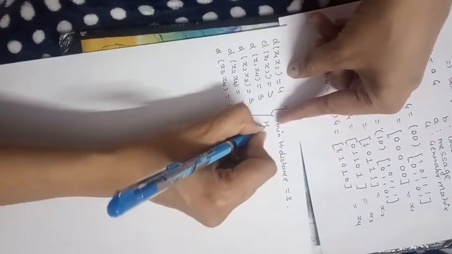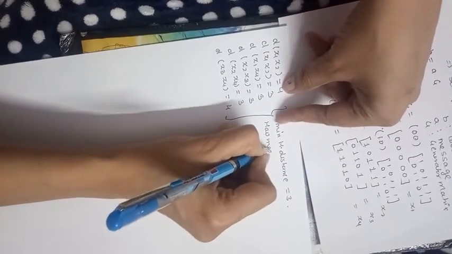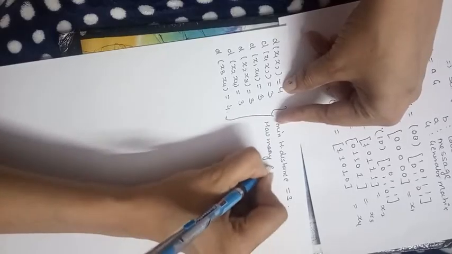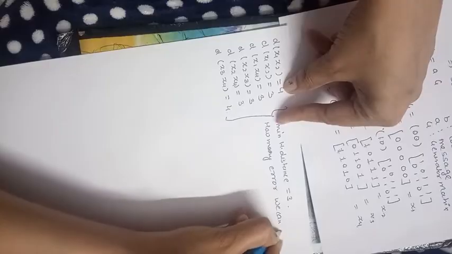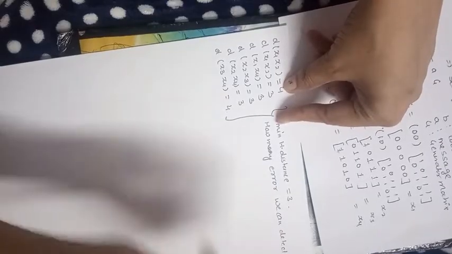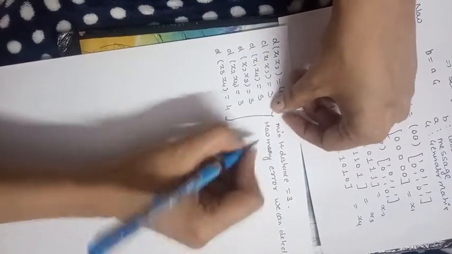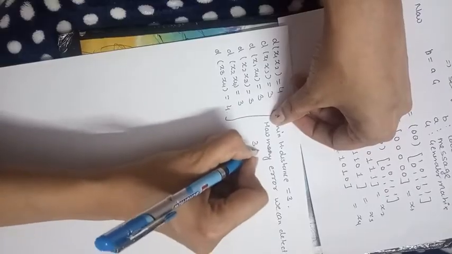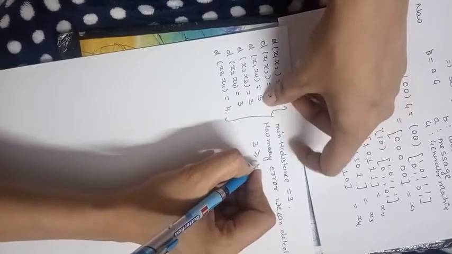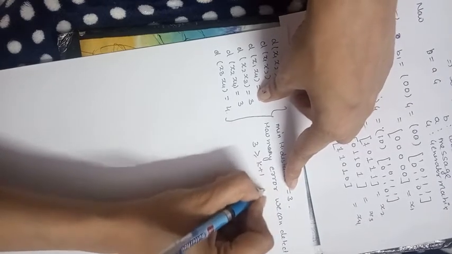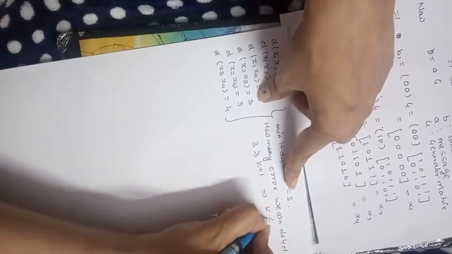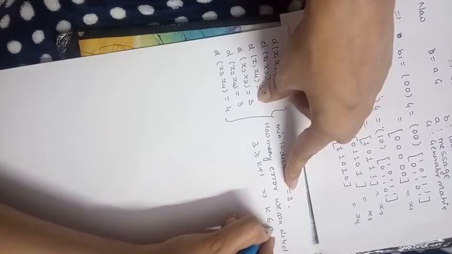Now, how many errors can we detect? Based on the theorem, we can detect k errors if 3 is greater than or equal to k plus 1. This implies k should be less than or equal to 3 minus 1.